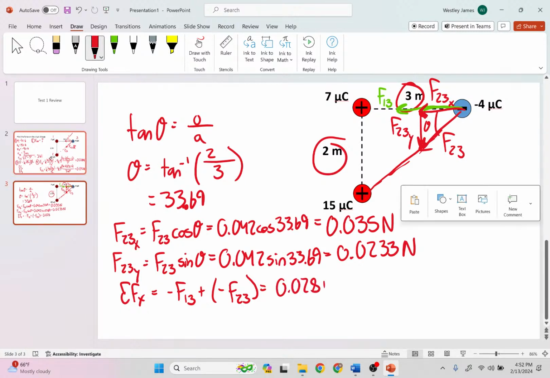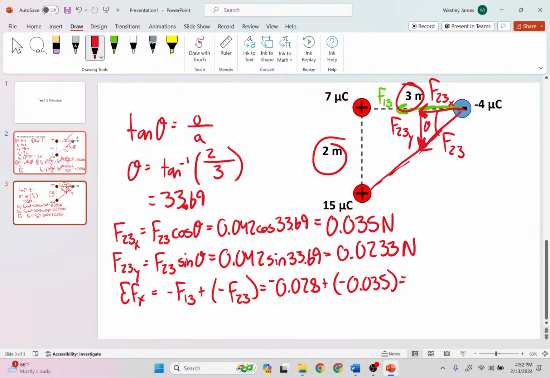0.028, negative plus negative 0.035 equals a number, negative 0.063 newtons. So I added up my forces in the x. Now we're going to add up our forces in the y.